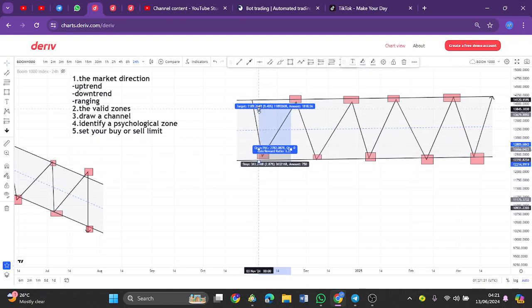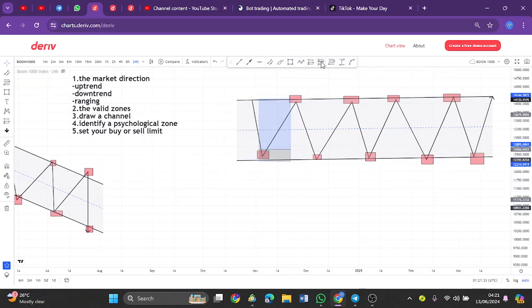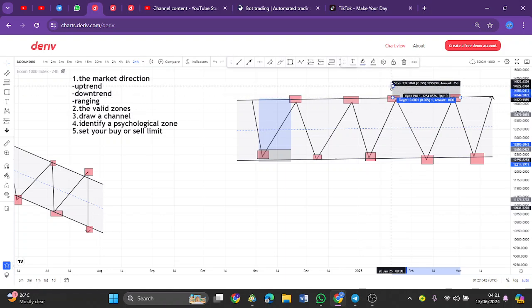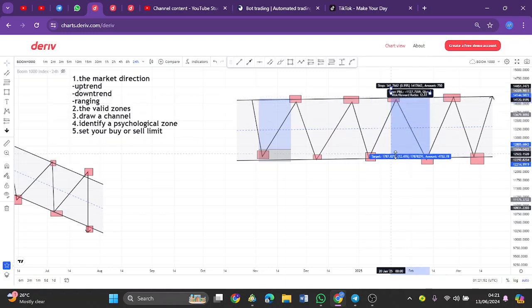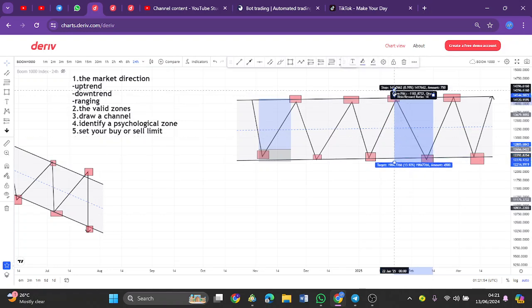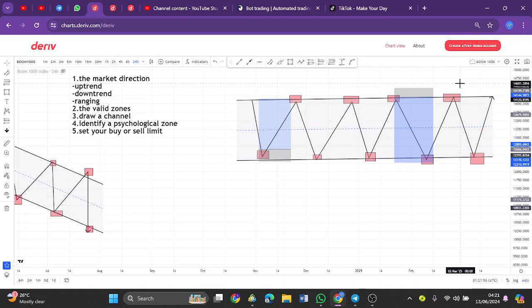You focus on buy, you target the next one. Then here you focus on selling. You target the... you focus on selling, yeah. Stop loss slightly above the what? Above the zone. So now this is just a picture. This is just a picture perfect of the strategy.